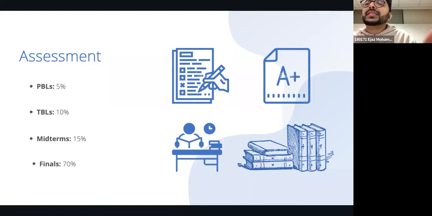TBLs 10%, just attend them, study for them. Think of them as a pre-exam. You have one TBL right before the midterm, one TBL right before the final. So make sure you use the TBLs as a practice for the midterm and a practice for the final. All right.